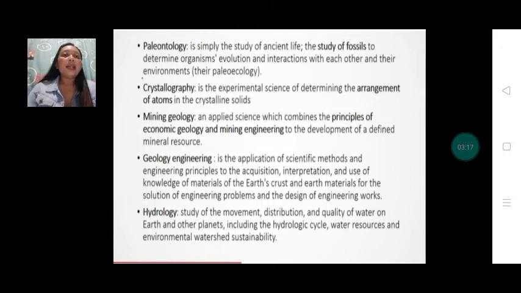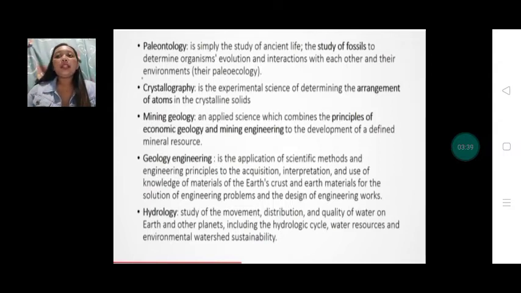And then the next one is mining geology, an applied science which combines the principles of economic geology and mining engineering to the development of defined mineral resources. So, mining geology, geological engineering, and hydrology. These are actually the applications of the other branches.